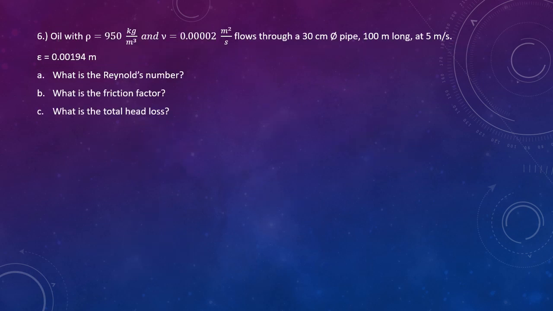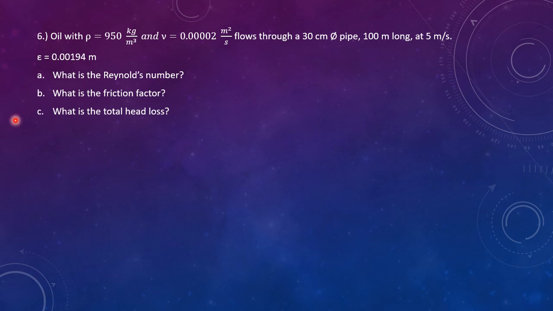Oil with density of 950 kilograms per cubic meter and kinematic viscosity of 0.00002 square meter per second flows through a 30 centimeter diameter pipe 100 meters long at 5 meters per second. Absolute roughness is 0.00194 meter. A. What is the Reynolds number? B. What is the friction factor? And C. What is the total head loss?